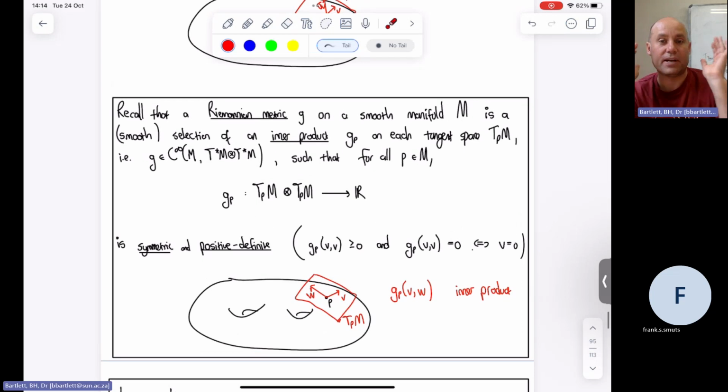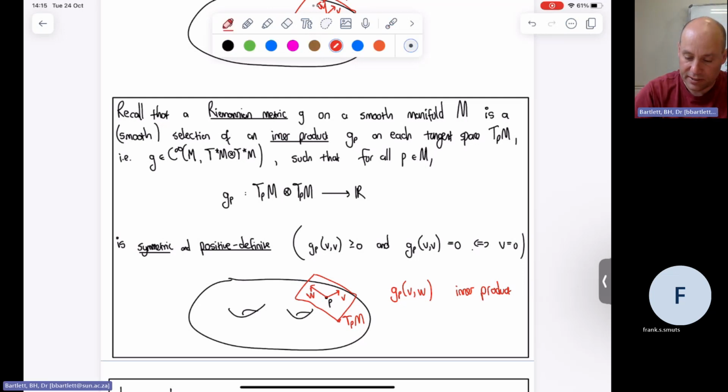And that's what a Riemannian metric is. It's literally just an inner product on the tangent space at each point of a manifold. A smooth selection of an inner product. What I mean by smooth, I mean a smooth section of this bundle. That just means if I express it locally, I've got smooth functions in terms of the local basis, right?